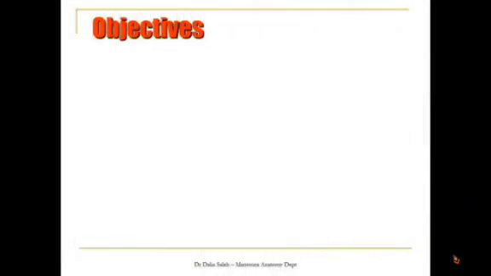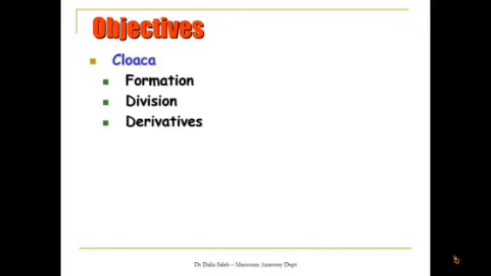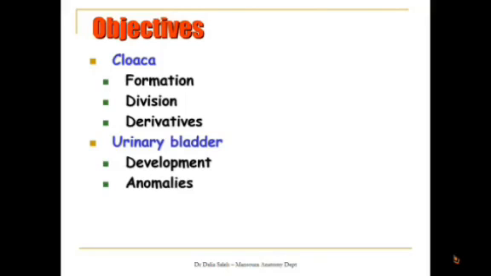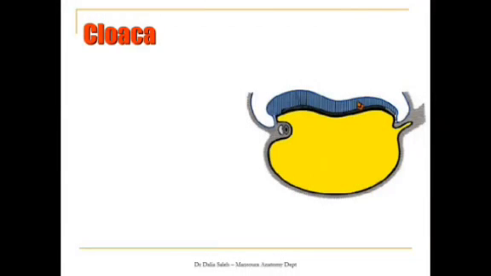To carry on with the special embryology lectures, I'm going to cover in this presentation the development of the urinary bladder. I'm Dr. Dalia Saleh, Professor and Head of Anatomy Department at Mansoura University. In the beginning, I'm going to talk a little bit about the cloaca, its formation, division, and derivatives, and then about the urinary bladder, its development, and anomalies. I'll just remind you of some of the information you have studied already in the general embryology course.